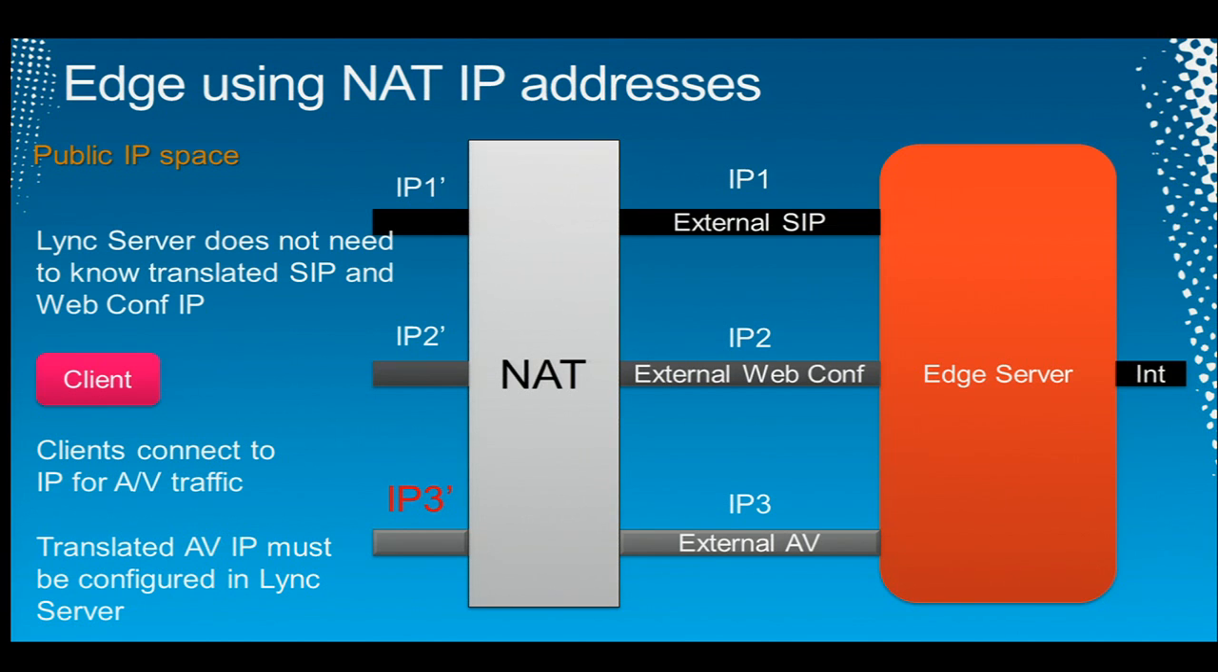And the Lync server doesn't need to know the translated IP addresses for SIP or web conferencing. So it doesn't need to be aware of it. But only for the AV conferencing does it need to have that mapping. The reason it needs to, again, is for the case of ICE, to establish the connection, right? So it needs to know what that IP address is so it can advertise it when it sends it to clients who need to be able to connect to it.